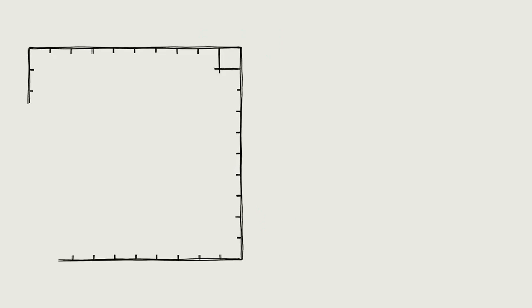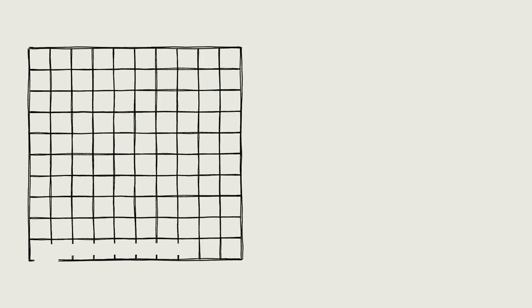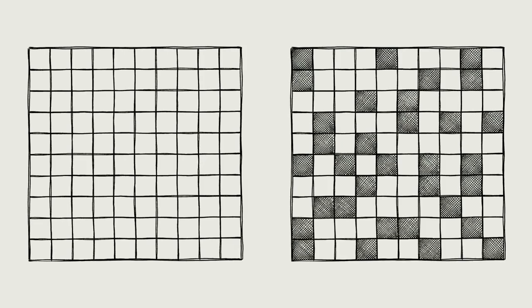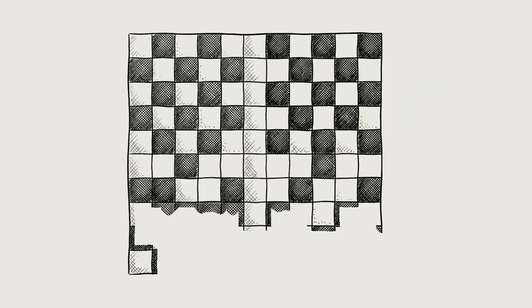Picture a square divided into 100 equal boxes, 10 across and 10 down. If the whole square represents 100%, then each small box represents 1%. If we shade 20 of those boxes, how much have we shaded? 20 out of 100, or 20%. Pause and picture that. What would 50% look like? Exactly half of the boxes shaded.